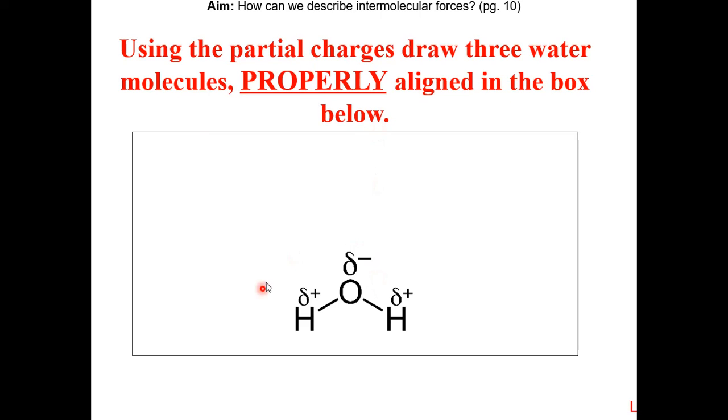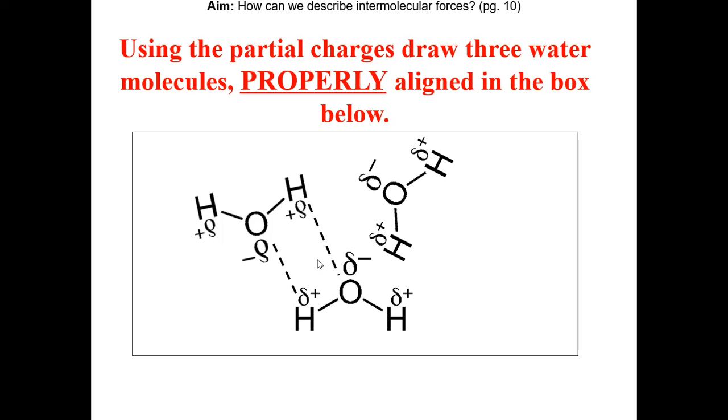So we already drew one water molecule. Let's draw another one. Notice that the partial charges of these water molecules are not properly aligned. You want to align them in a way that the opposite charges are facing each other. So therefore they can attract one another. So let's draw a third water molecule.